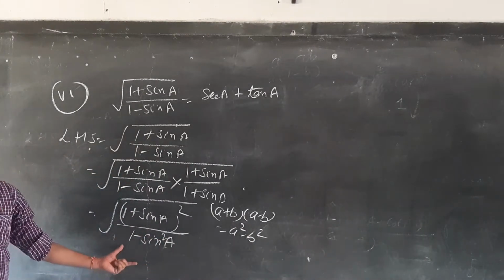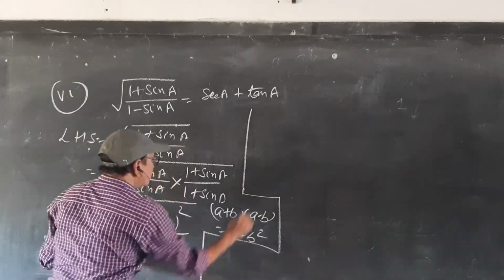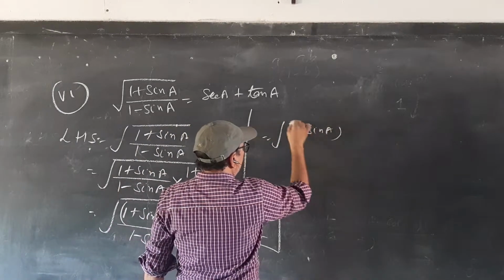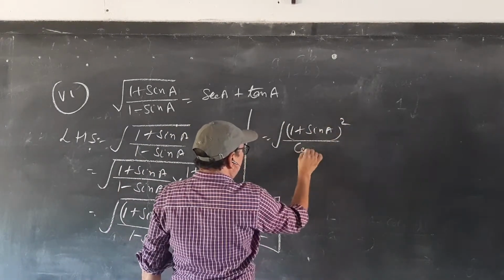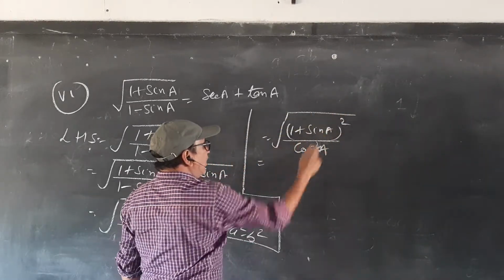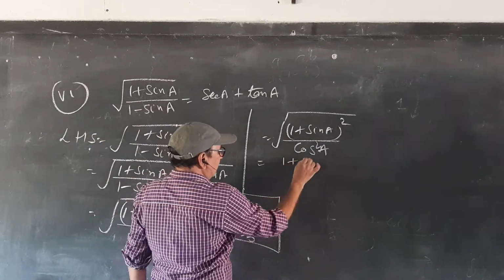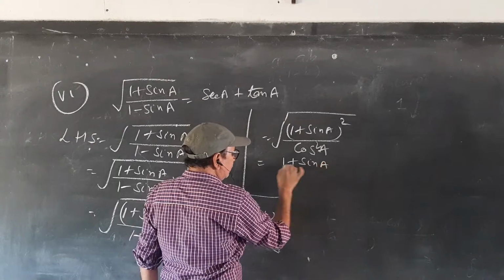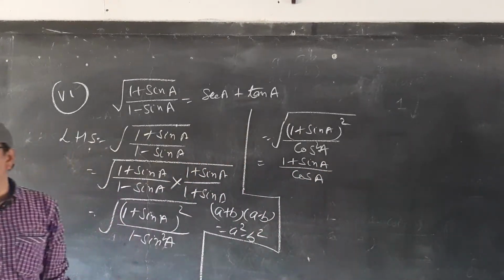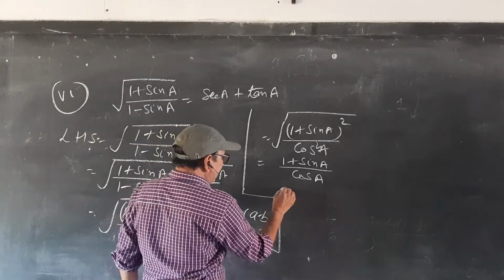But you know 1 minus sin square a is what? Cos square a. So write here (1 plus sin a) whole square upon cos square a. Now the square and square root have gone. Then remaining is (1 plus sin a) upon cos a. And it is one of the RS, it can be asked in the examination. Now the next step: simply divide separately and we will get the answer.